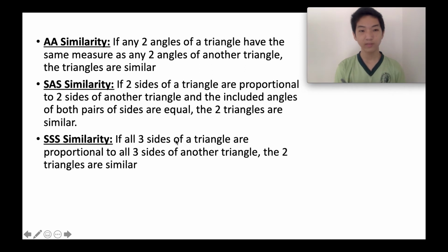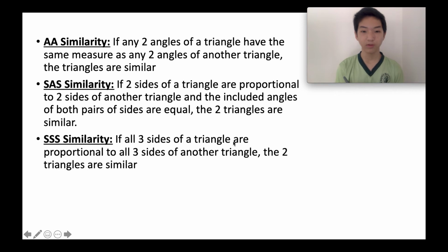Angle-angle similarity means that if any two angles of a triangle have the same measure as any two angles of another triangle, the triangles are similar. SAS similarity means if two sides of a triangle are proportional to two sides of another triangle, and the included angles of both pairs of sides are equal, the two triangles are similar. SSS similarity means that if all three sides of a triangle are proportional to all three sides of another triangle, the two triangles are similar.